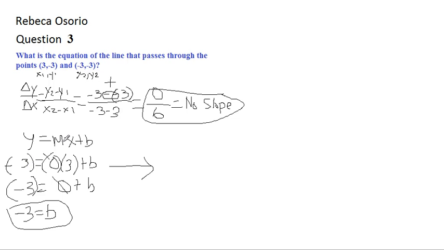M, the slope, is 0. The x value is 3 right here, plus b, because b is the unknown. So here we just multiply it out. 0 times 3 is 0, and this still remains -3. And then the 0 just cancels out because it has no value. So it would come down to -3 equals b. So this here would be the y-intercept.